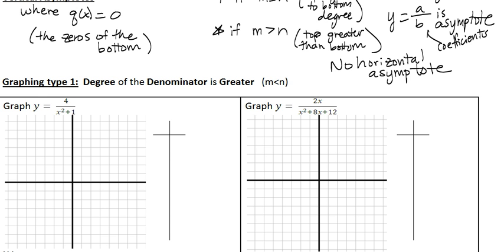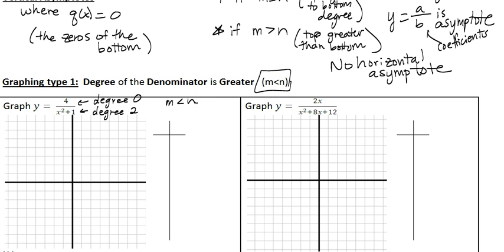If you look at this first statement I got, y equals 4 over x squared plus 1, if there is no x value at all, it's actually considered a degree of 0. And then the bottom obviously has an x squared, so that one is a degree of 2. That is why I would say the top degree is smaller than the bottom degree. So this is an m is less than n situation.